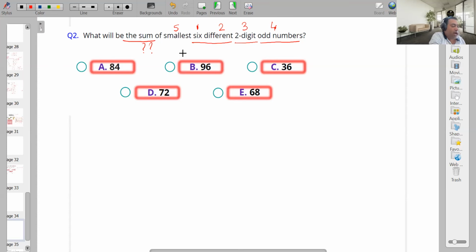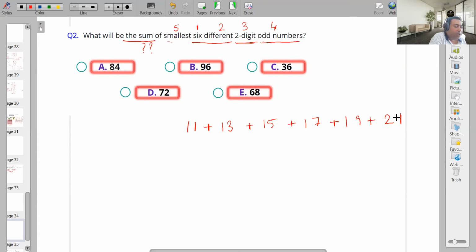So we'll start with the basic, which is a 2-digit number. The smallest 2-digit number is 10, but it is not odd. So the odd number is 11, right? So the smallest 2-digit odd number is 11. But then we have to add up 6 different 2-digit odd numbers, which are the smallest. So we'll add the next smallest, which is 13. Then we'll add 15, then 17, then 19, and 21.